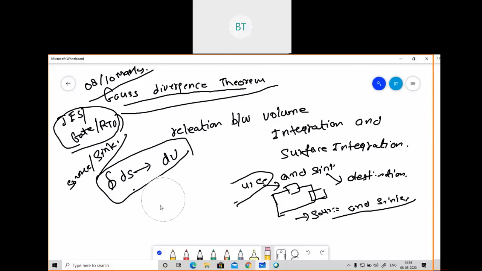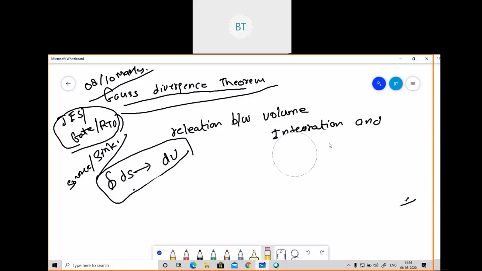Means I'll tell you one more. So it will not only tell you the rate of change of function with respect to position. If the rate of change of function is increasing, it will tell you this is the source.